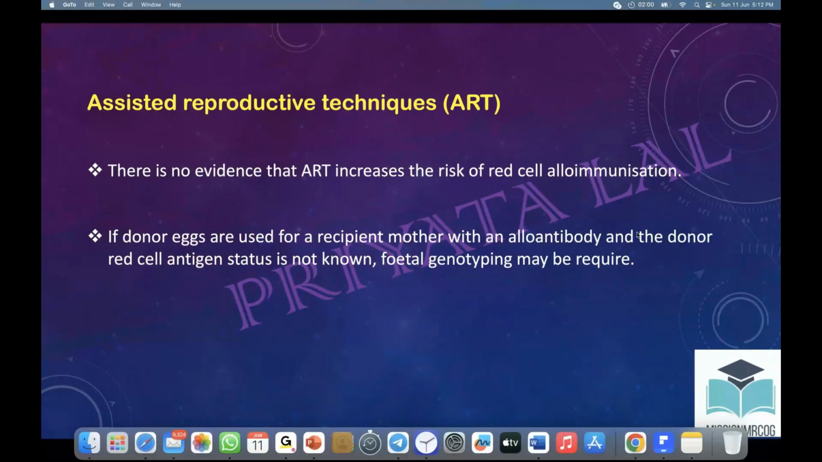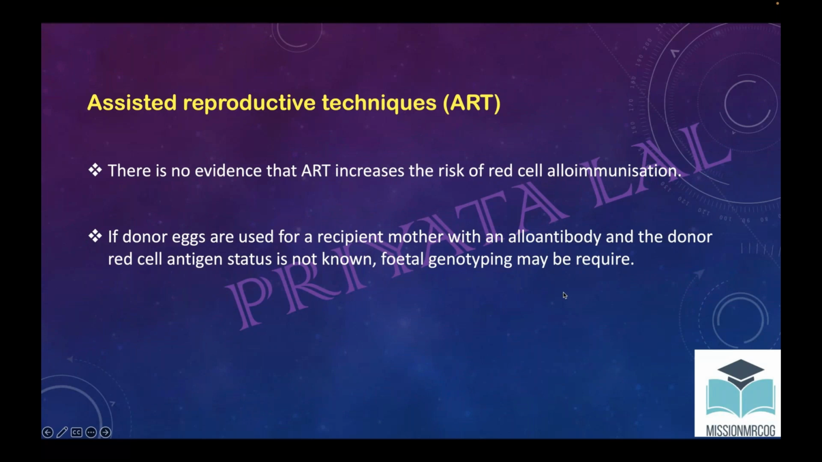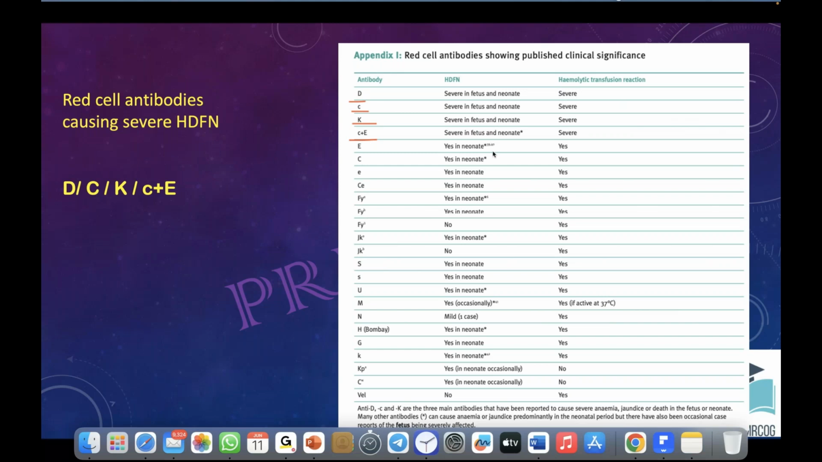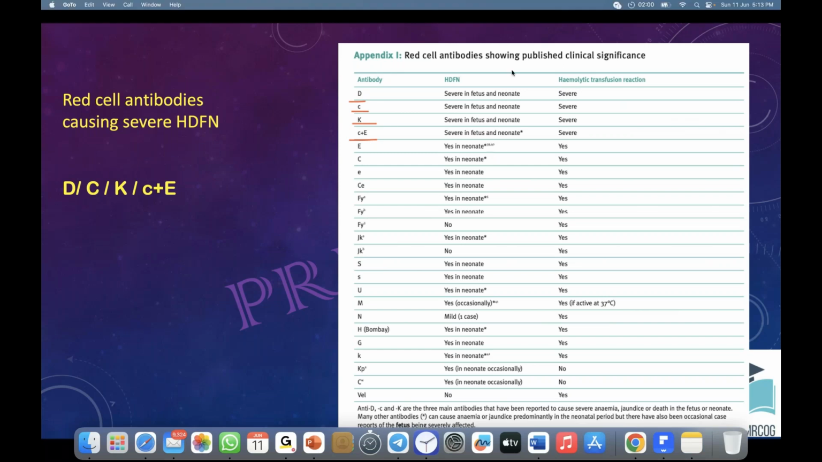Now this is according to the guideline. So antibody D may cause severe disease, C severe disease, K will cause severe disease, and C and E together may cause severe disease in fetus and neonate. So the whole guideline is about all these antibodies, because though there are so many blood group systems, the most common ones that would cause trouble are these only. This table is from the guideline.